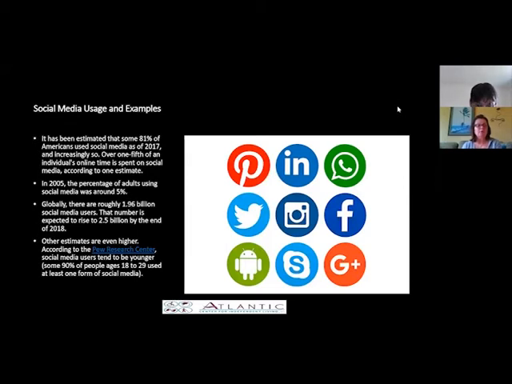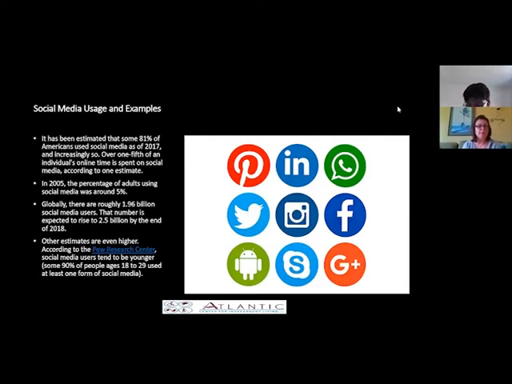So it does show that in 2005, the percentage of adults using social media was around 5%. And we know that that number has increased enormously since then. Globally, back in 2018, they saw that there were about 1.96 billion social media users, and that was expected to rise to 2.5 billion by the end of 2018. So now we're in the year 2020. We know that number has exploded even more. And in many households, people would be hard pressed to know what to do without social media.